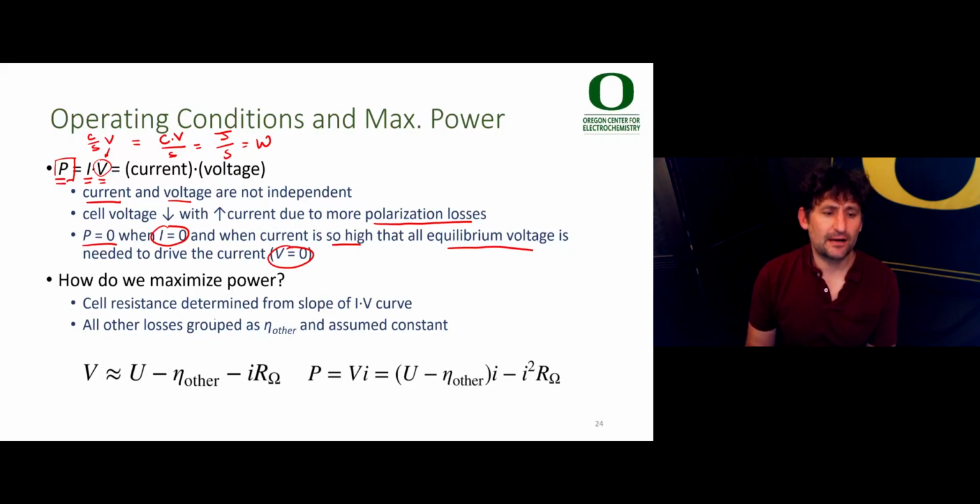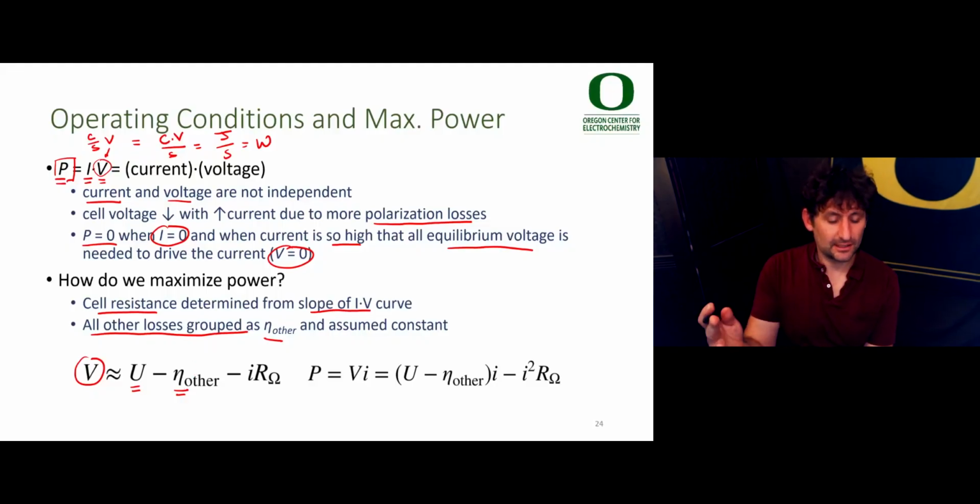How do we maximize the power? Well, the differential cell resistance is determined by the slope of the IV curve. All other losses are grouped as eta other and assumed to be constant. So we can say the voltage is approximately the cell voltage minus the other losses, the kinetic losses, which you're going to assume are essentially constant after the kinetic activation regime, the low current regime, minus I times the ohmic resistance. So we can estimate the voltage we get out of the cell as a function of current this way, and plug into the expression for power equals voltage times current.